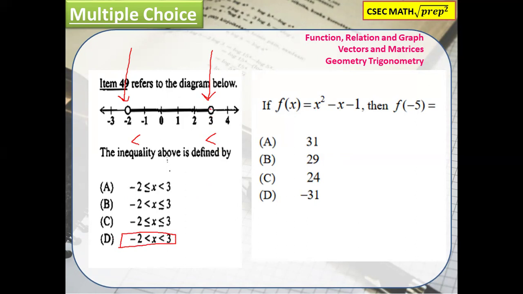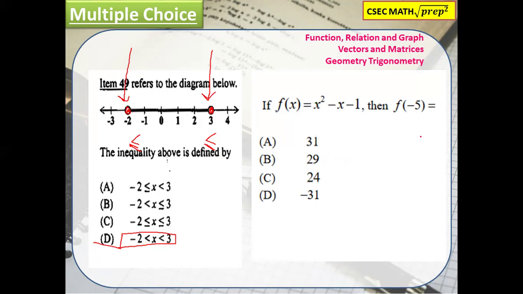If it's a case where this was shaded, then you'd see less than or equal to. And if this was shaded, less than or equal to. But since they are not shaded, you leave those little strokes below off, right? So D would be your answer.